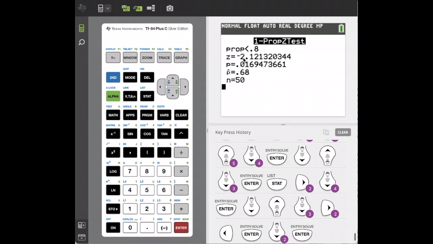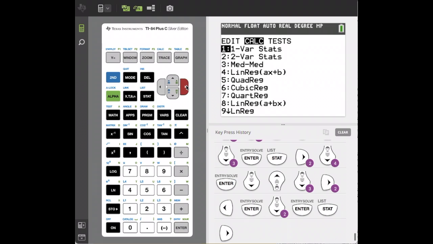So this tells me that my test stat, the z test stat, was negative 2.12. And my p-value was about 0.02. So in this case, we would reject, because our p-value was less than 0.05, that George is an 80% free throw shooter, and we have convincing evidence to support that he is less than an 80% free throw shooter.